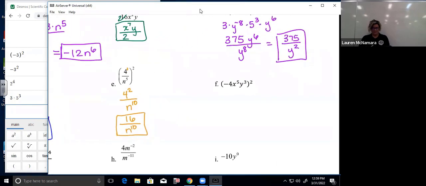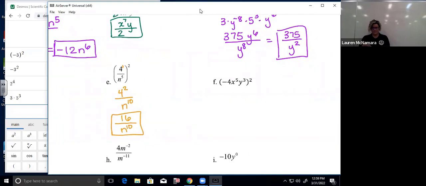Example F. Do I have parentheses here? Yeah, I have parentheses here. So now I have (-4) to the 2nd power times x to the 10th times y to the 6th. Every exponent on the inside of the parentheses.